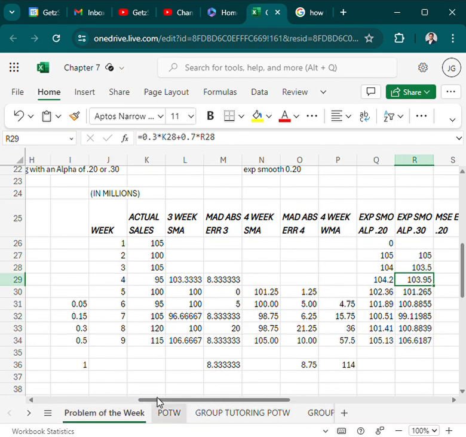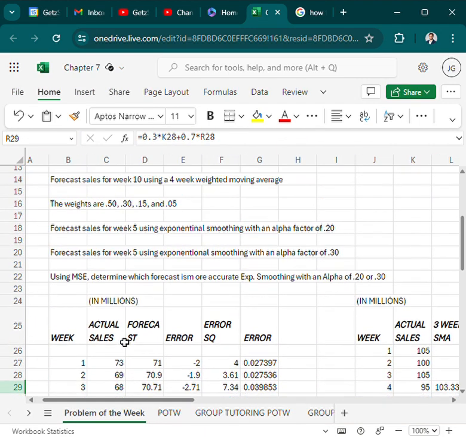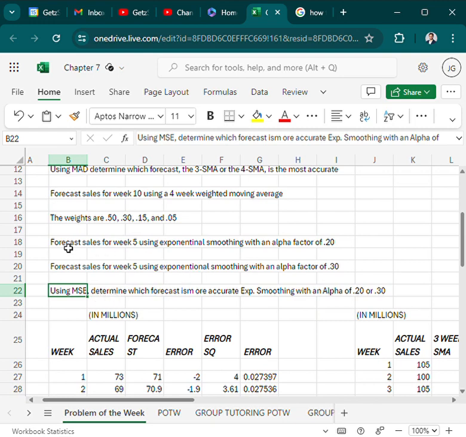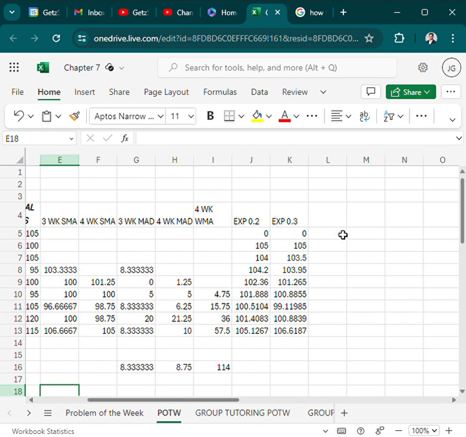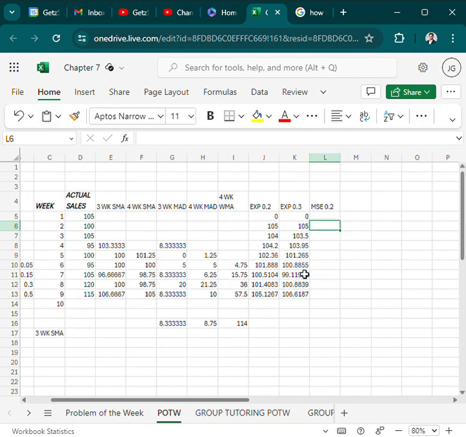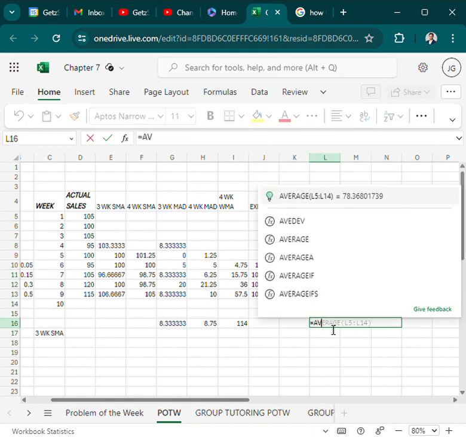All right, and that will set up our table, and then it's going to ask us using MSE which one is going to be more accurate. So let's use the mean squared error. So MSE 0.2. Let me just zoom out a little bit. To do this, we take for 0.2, 105 minus 100, and then square it. So you need to put in parentheses first. We're going to do absolute 105 minus 100 squared. And then we're just going to repeat for the rest, and take the average.